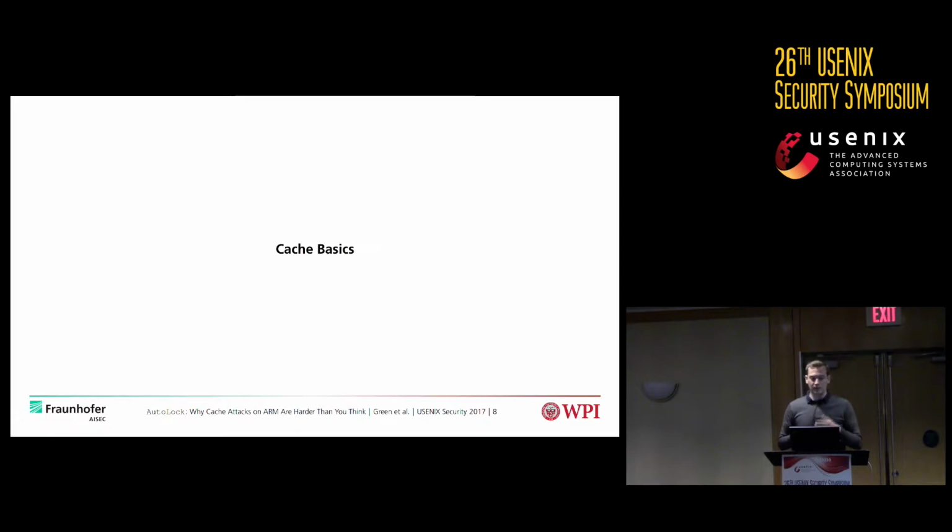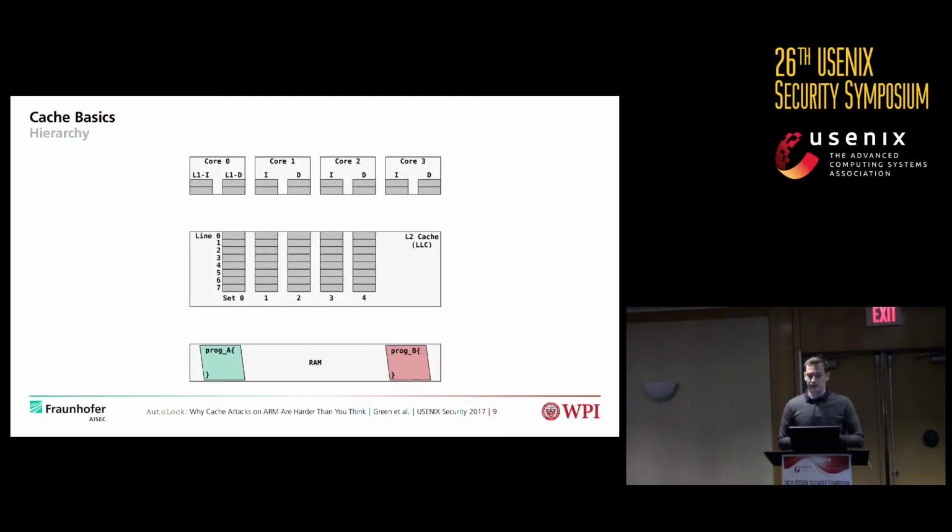So let's look into a bit of cache basics that we need to understand what AutoLock is doing. Let's consider this kind of system, which is very common on ARM processors. We have a multi-core system. We have two levels of cache. Cores have core-private caches separated into instruction and data side, as well as a unified shared last level cache. All of them are set associative, so there are a number of sets and a number of lines in those sets. Of course, there's also some external memory and a couple of programs that are running concurrently on them.